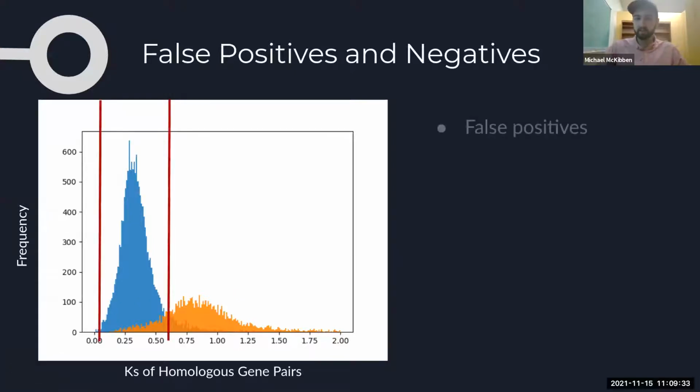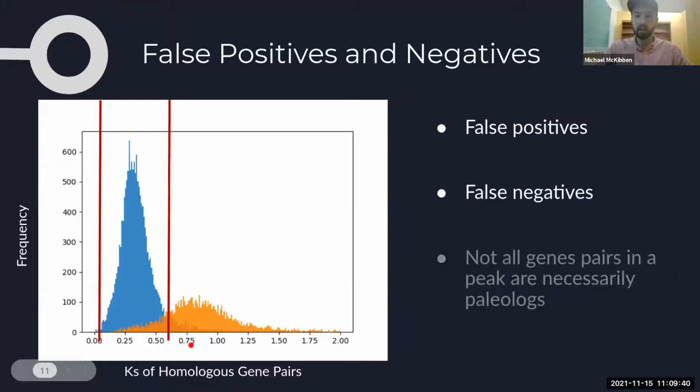If we place bounds on these peaks, on the left-hand side we'll get some false positives. On the right-hand side, we'll get some false negatives. And not all genes within the bounds of the peaks are necessarily paleologs. They might be the results of small-scale duplications.